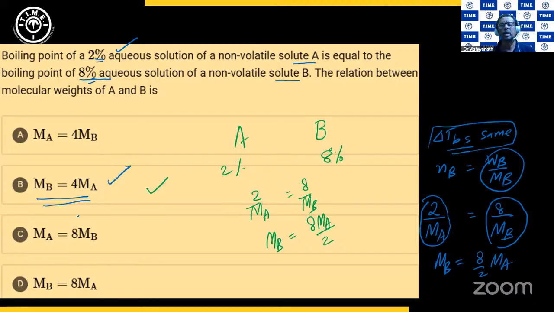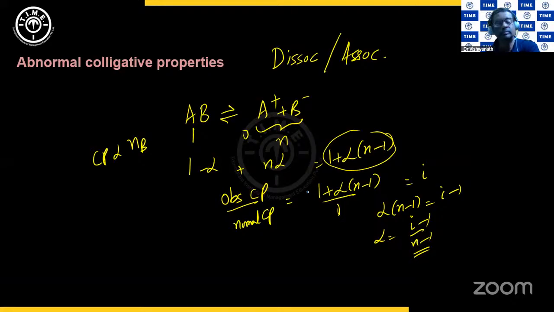MB is equal to 4 Ma. Clear? Now, this is the most important thing. When we had talked about colligative properties, we mentioned 4 properties. We said that 3 depend on the molality. The 4th one depends on the molarity. But then all were proportional to the number of moles of solute.